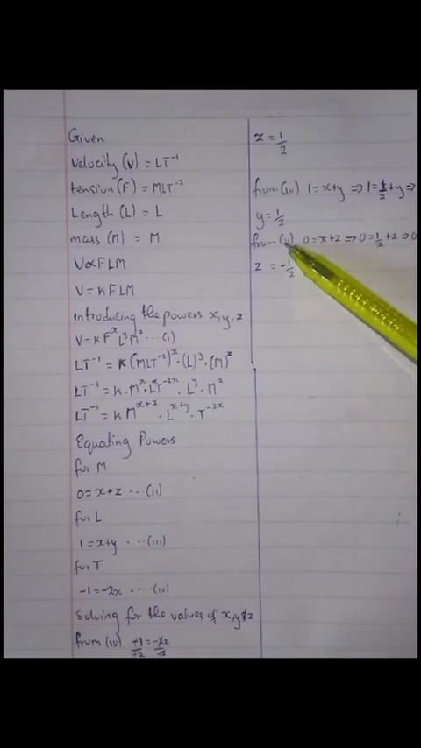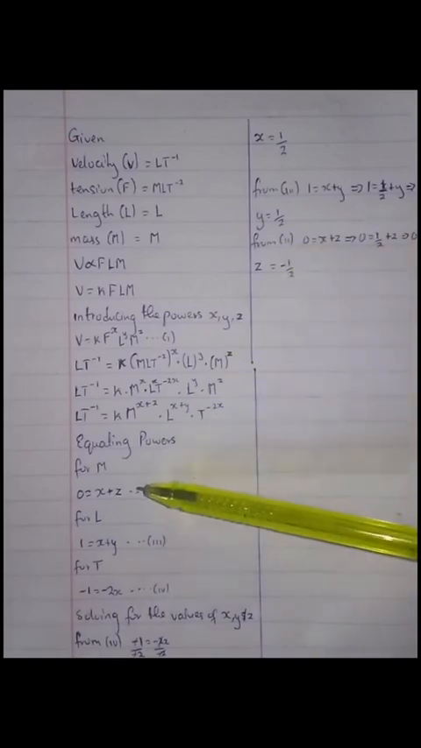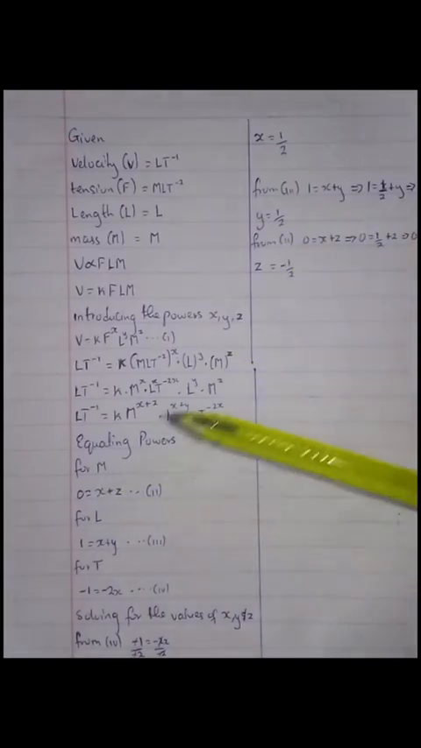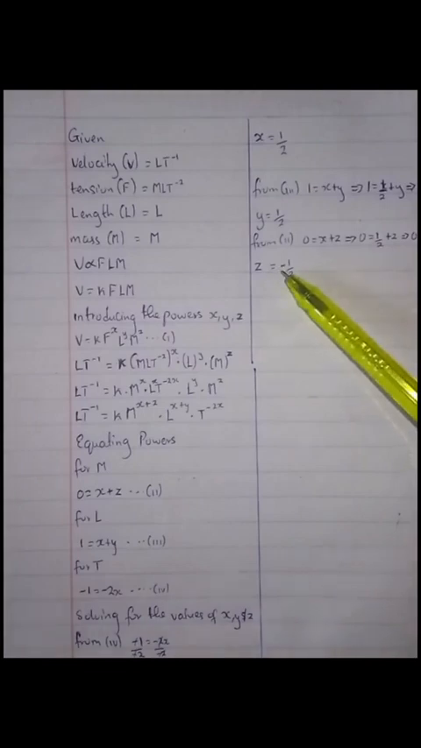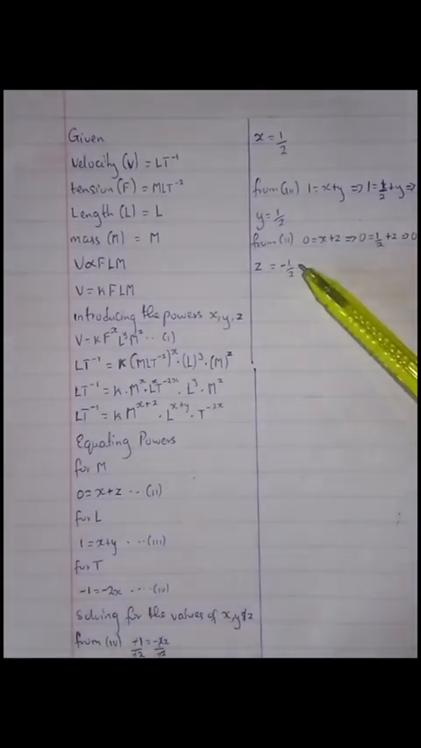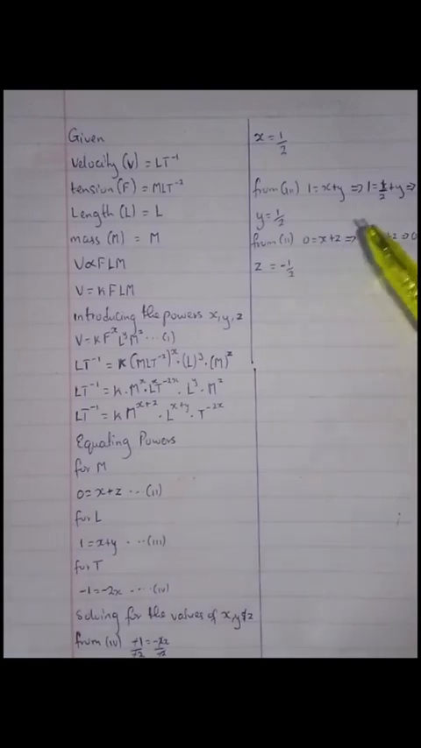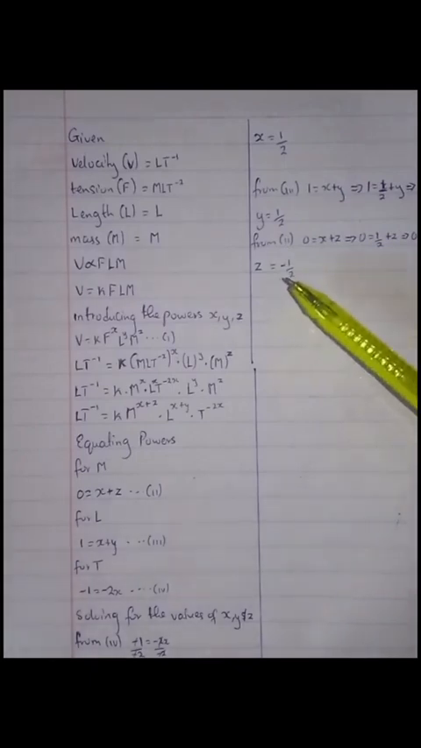And from our equation 2, it says 0 equals x plus z. We know that x is equal to 1 over 2. Substituting it here, we have 0 equals 1 over 2 plus z, which gives z equals 0 minus 1 over 2, and we have z equals negative 1 over 2. So now that we know the values of x, y, and z, what's our next step?